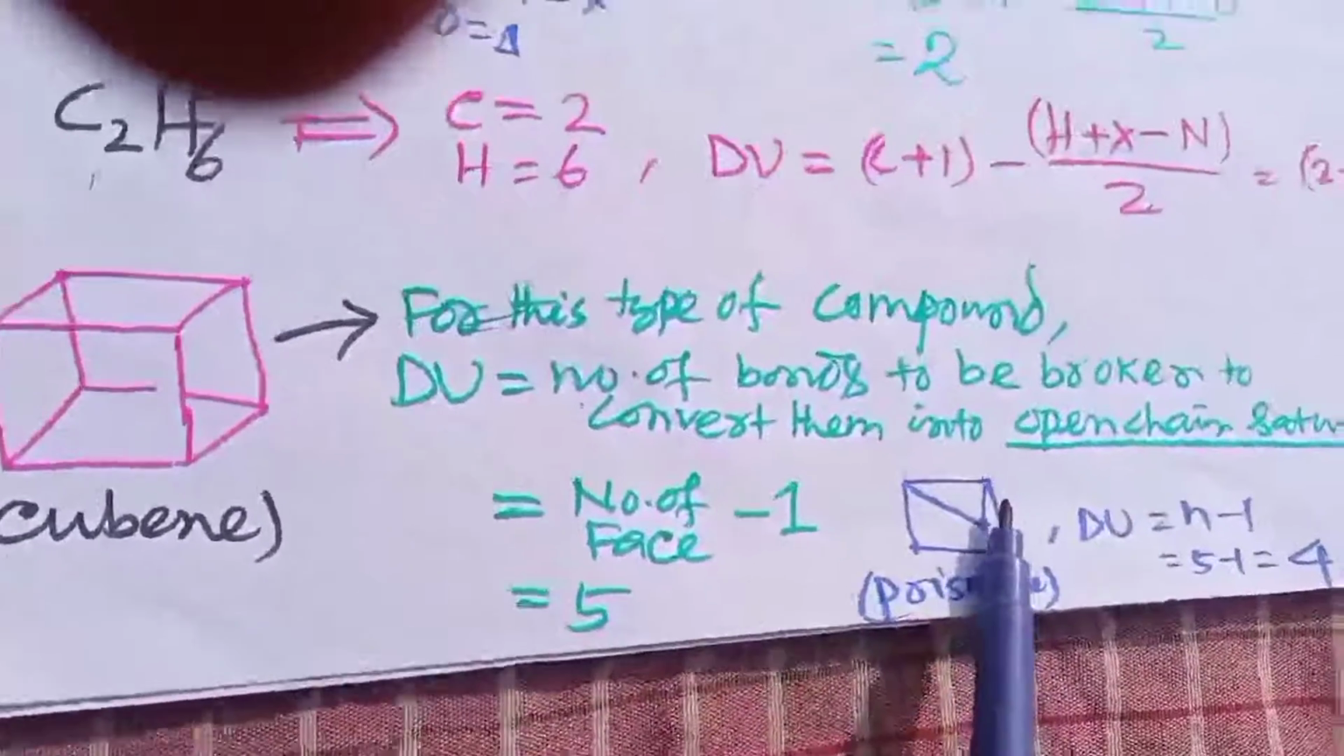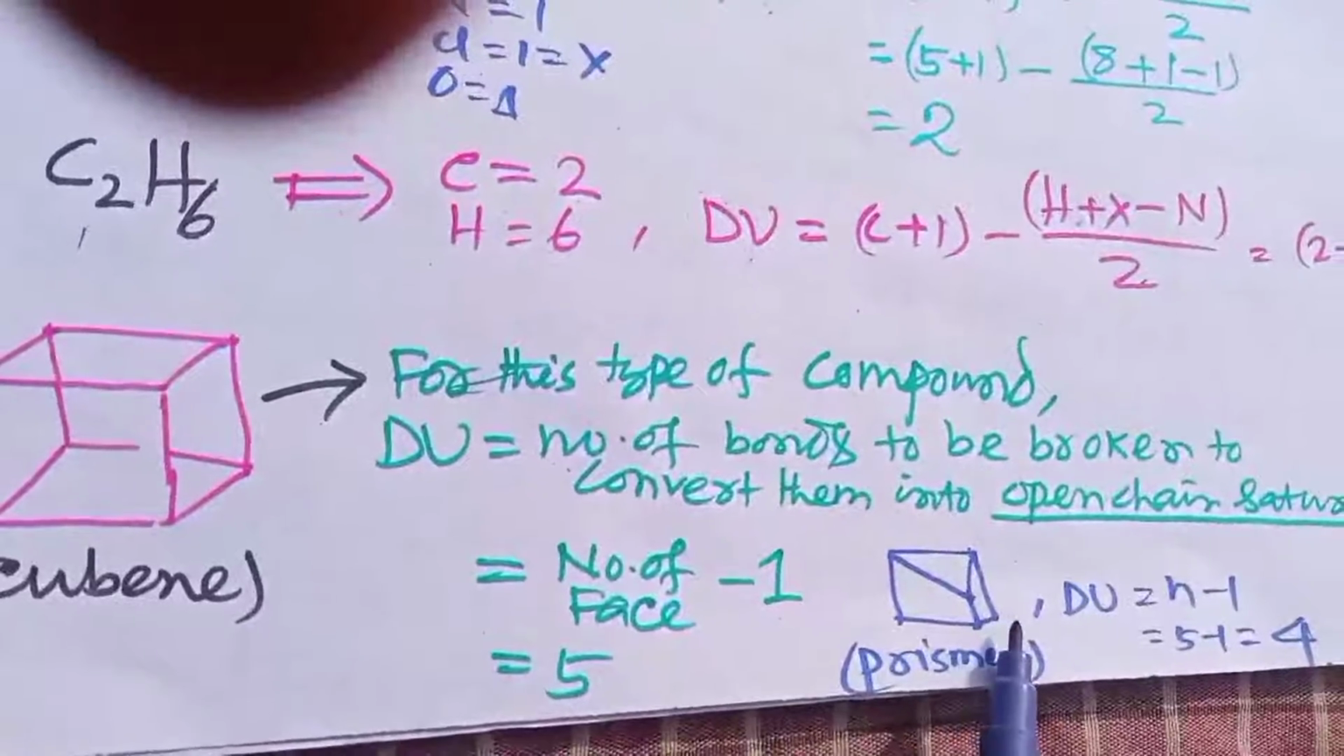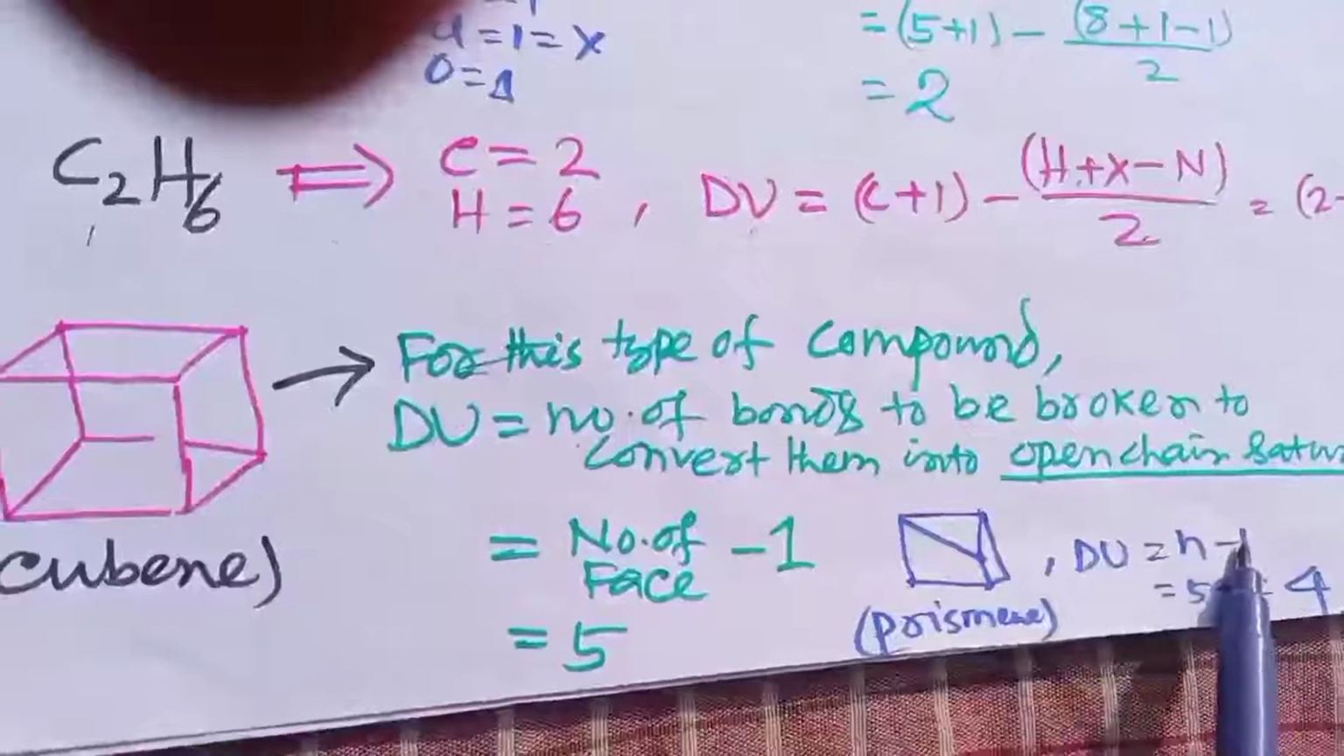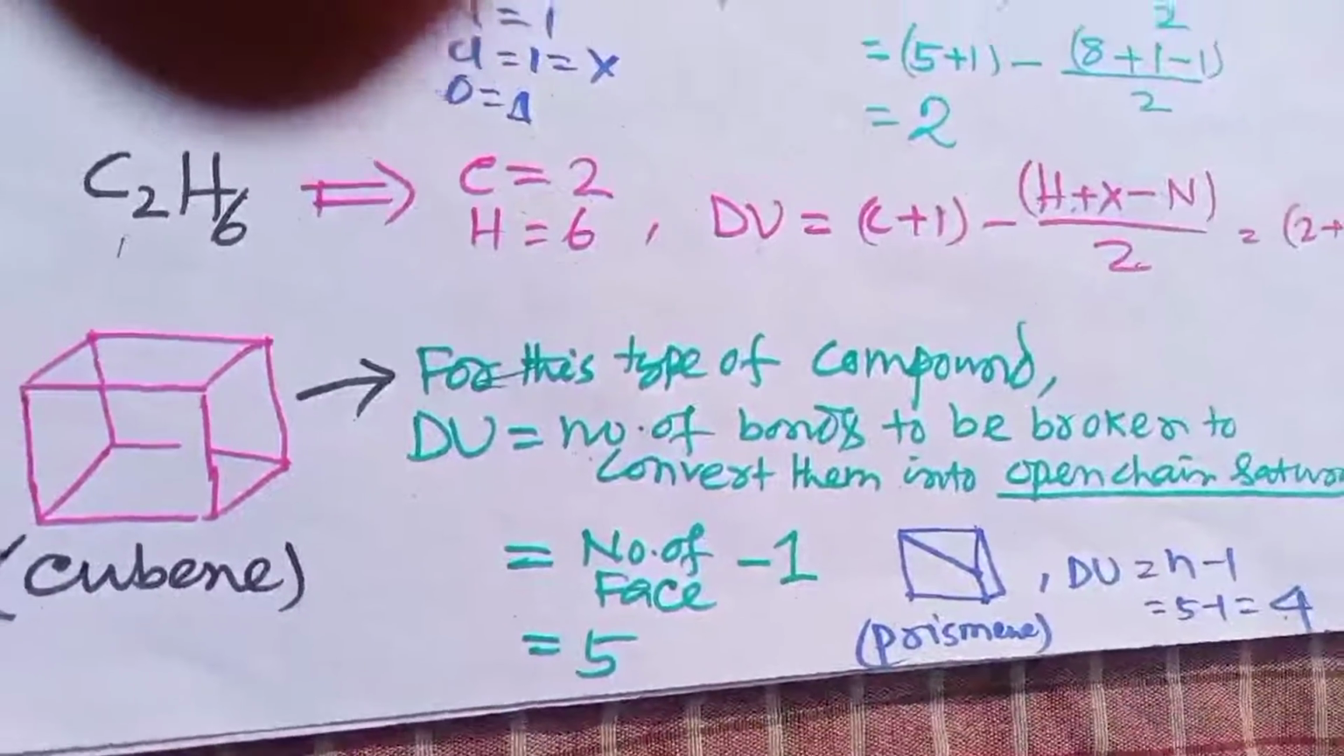There is another compound which is prismane. It has number of faces equal to 5. So DU will be n minus 1, which is 5 minus 1, that is 4.